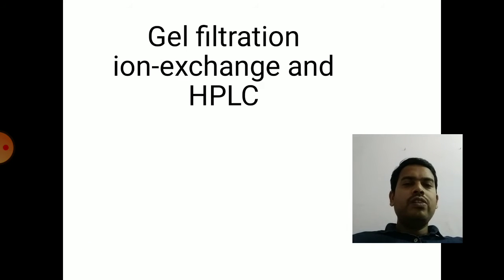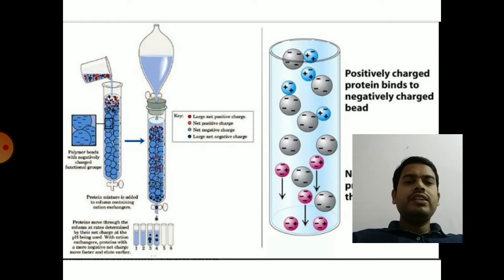So today we are going to discuss three types of column chromatography techniques: gel filtration or molecular exclusion chromatography, ion exchange chromatography, and high performance liquid chromatography. These three are included in your syllabus. The first one is gel filtration or molecular exclusion chromatography.